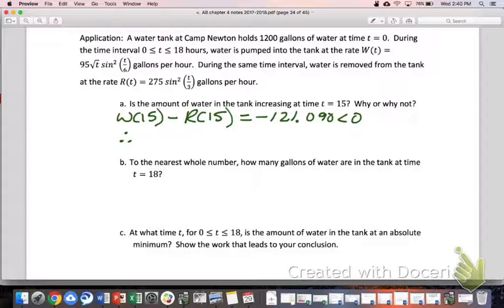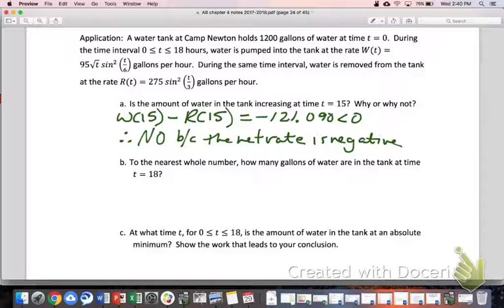And the way the question was worded, it said, is the amount of water in the tank increasing? This is a yes or no question. So what's your answer? No, and your answer should be no. Therefore, no, because you could say the net rate is negative or something like that. And then you call this A prime. A prime of 15 is negative, sure, if you named it like that, no problem.